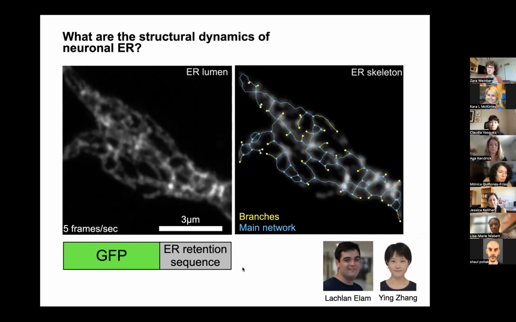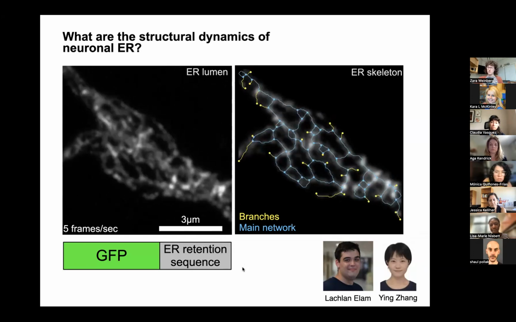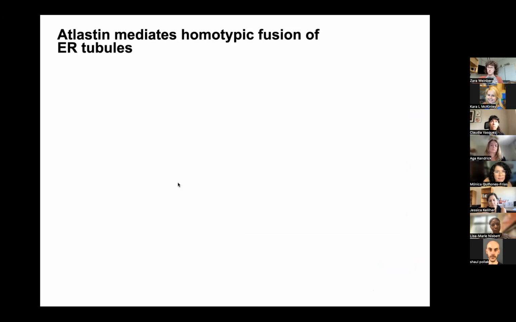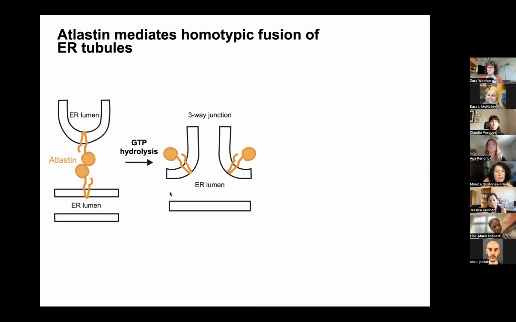And so today I'm going to be telling you about a mutant that disrupts particularly the formation of three-way junctions, which is this structure that I'm highlighting here in the ER's structure. And this protein is called atlastin. And so atlastin is a GTPase that mediates the homotypic fusion of ER tubules upon GTP hydrolysis.